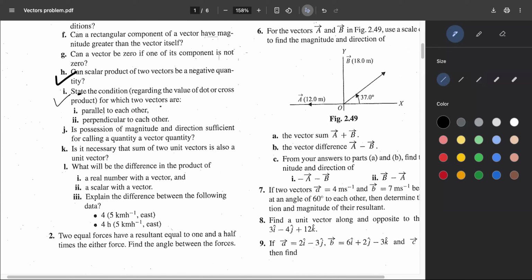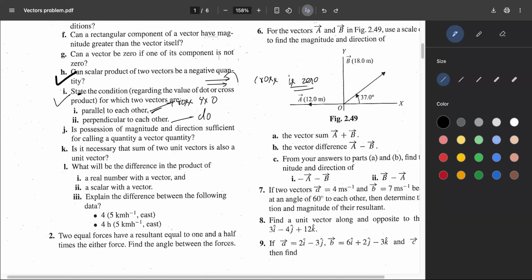State the condition for which vectors are parallel to each other regarding the value of dot or cross product. We have to tell whether the vectors are parallel to each other or not. If they are parallel to each other, their cross product is going to be zero, right? Because the angle is zero. Cross product is zero, and the dot product has some value. For perpendicular vectors, the dot product is zero, and the cross product has some value.